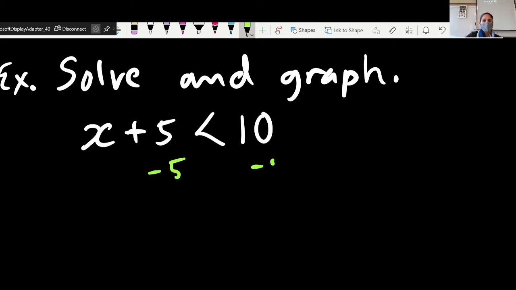Subtract 5 on both sides. Everybody see that? That's kind of like what we were doing before anyways. I want to keep the sign the same. And then I take a look at this and say, okay, those two are gone. I just have an x on this side, and I have over here 10 minus 5. So I have x is less than 5.